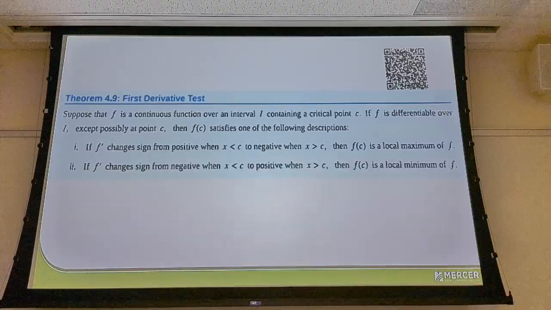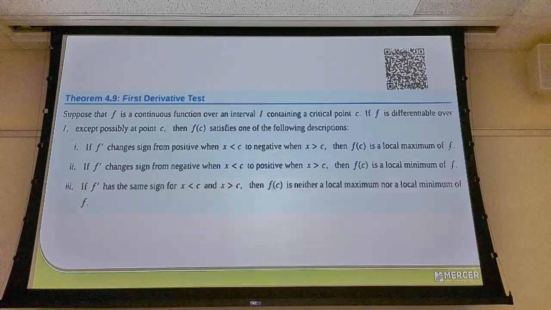If it changes from negative to positive, so it's negative to the left, positive to the right, f of C is a relative min. And if f prime stays the same, the sign stays the same, right, so it's positive both sides or negative both sides, neither is a local maximum. This is the first derivative test. And this is how we're going to be determining relative extrema.